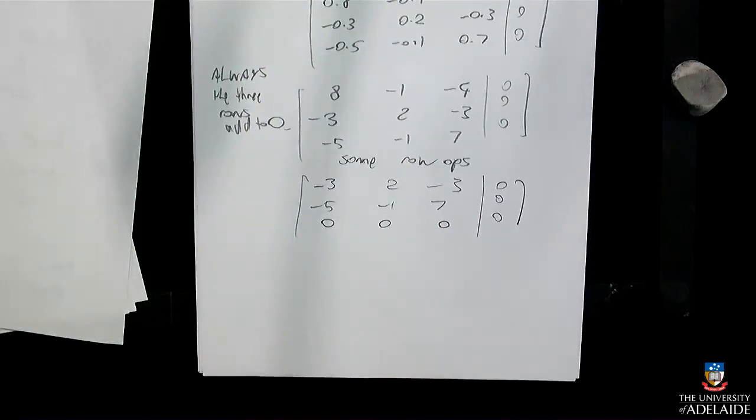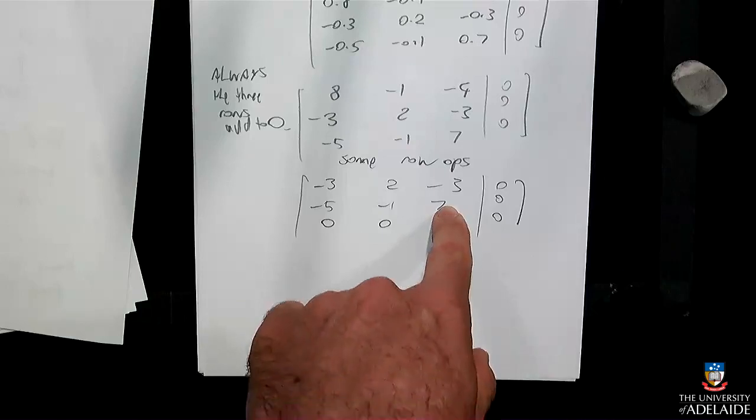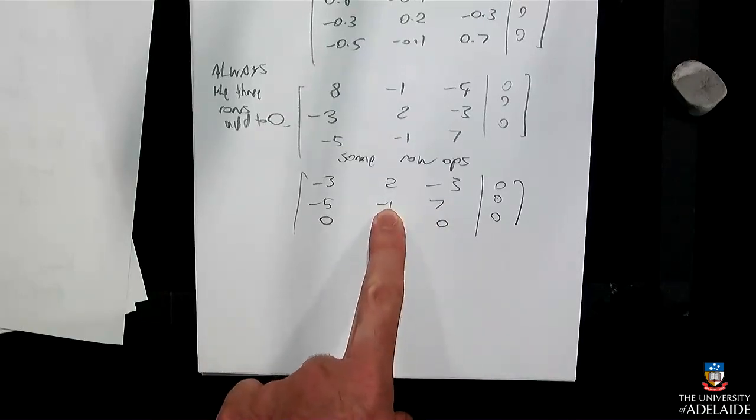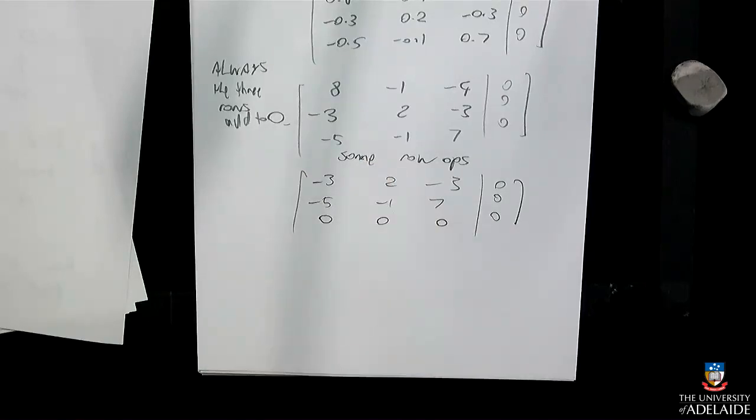That's very nice. I love it. Okay. I reckon I can put a pivot here. I've got a pivot here already. I can add this onto that to put a 0 above it. That'll work, right?